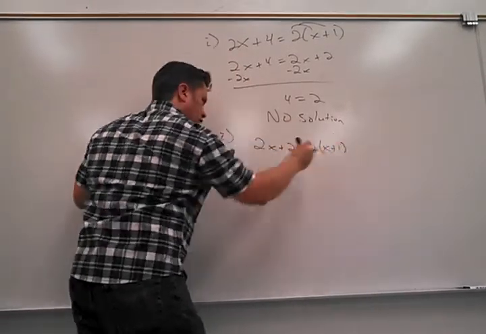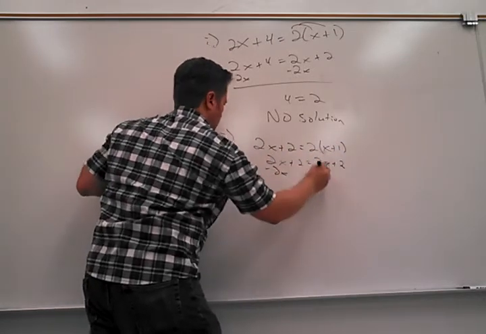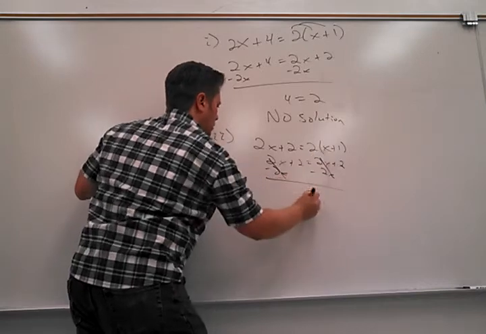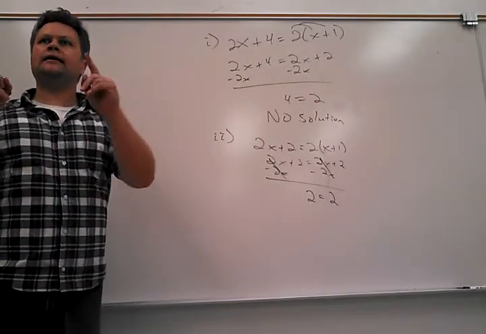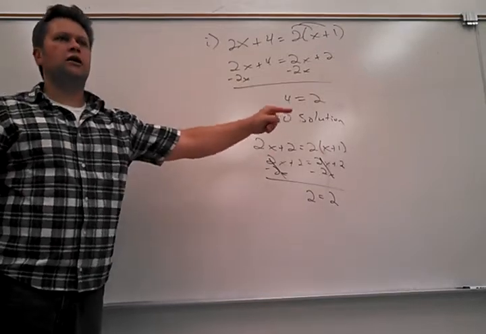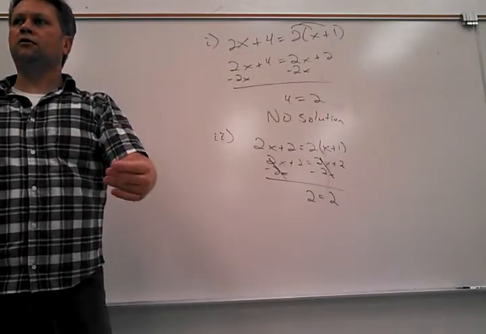So what does it mean then if I have the correct thing from the beginning, then I subtract 2x, and I let them go away. 2 equals 2. Well, that's true. So no matter what x is, this equation is true. So what's the answer then? What does x need to be to make it true?